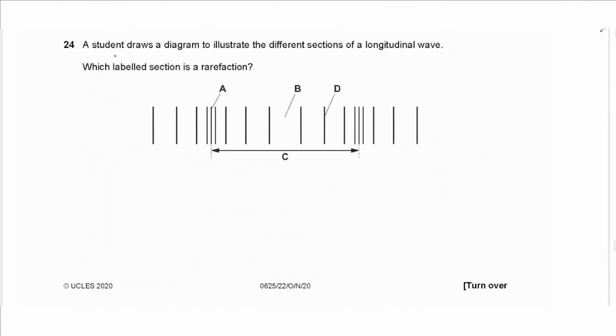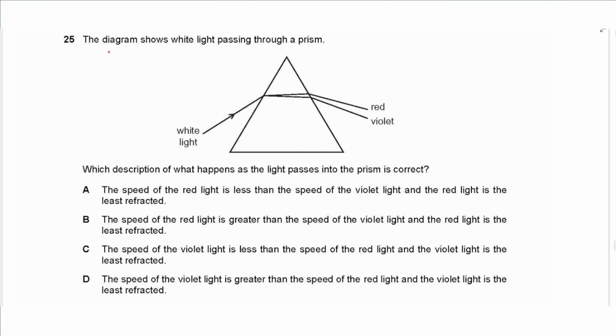Question 24 says a student draws a diagram to illustrate the different sections of a longitudinal wave. Which labeled section is a rarefaction? So it's the part where the molecules are as far apart as possible. So it's B.